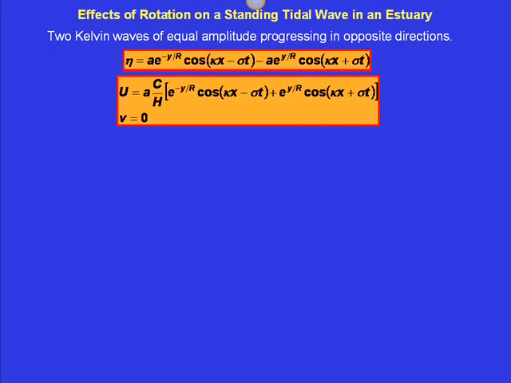Can you identify the amphidromic regions? Where are the amphidromic regions in this representation? Give me the x and y coordinates of the amphidromic points. 200 and 0 is one, right?